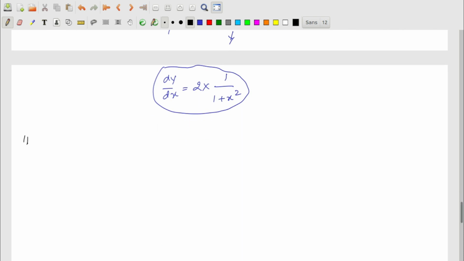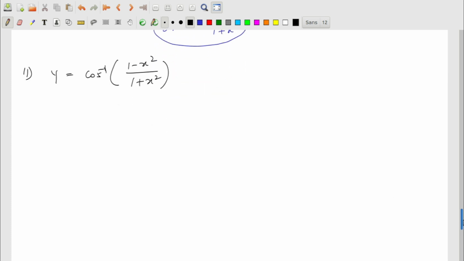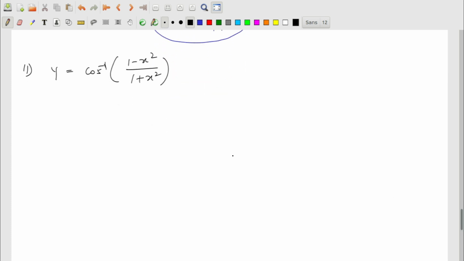So what is question number 11 here? y is equal to cos inverse of (1 minus x square) whole divided by (1 plus x square). Again, instead of going for the direct derivative, make a substitution, reduce it to the simple form, and then find the derivative. Next, what substitution needs to be made here?